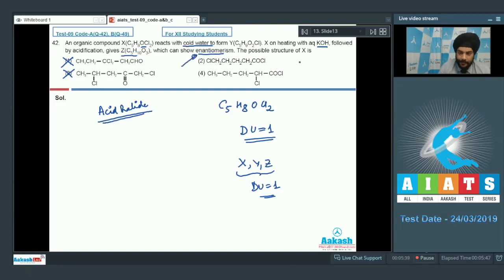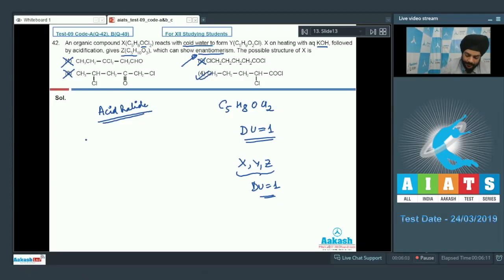If we talk about the second option which is given to us, the Cl is located at the terminal position and this will undergo SN2 reaction and will lead to the formation of alcohol at this position. Now students, this cannot show enantiomerism, so this will also not be an answer. So the answer has to be the fourth option.